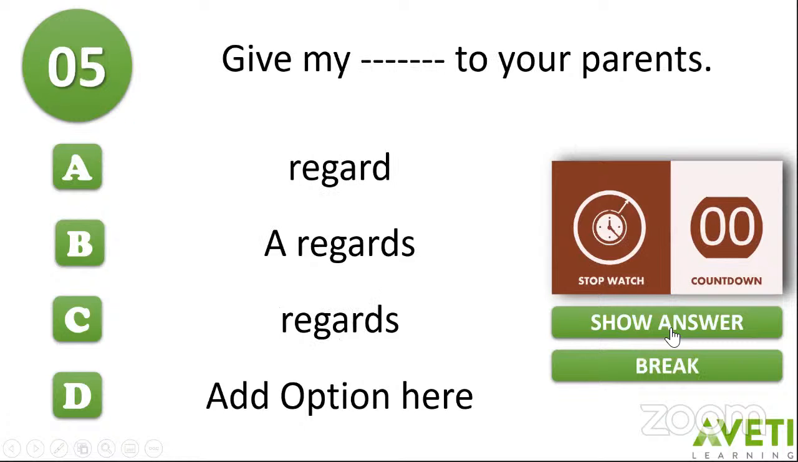Next, this is very important, children. This is also a good question. Give my dash to your parents. Give my dash to your parents. Options are A regard, B regards, and C regards. So your countdown begins now.